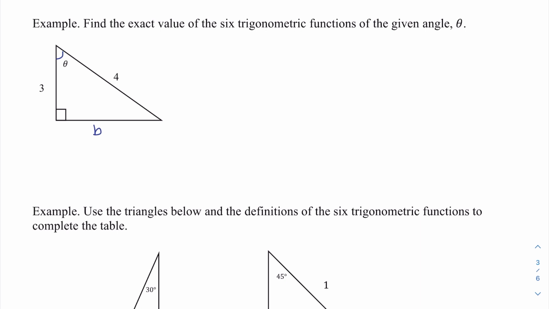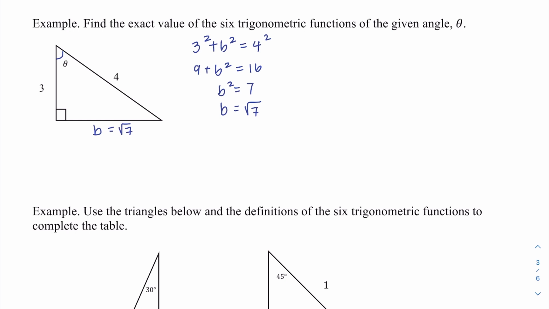Okay, so we'll start with 3 squared plus b squared is 4 squared. And then we get 9 plus b squared equals 16. B squared equals 7. So b is the square root of 7. All right, so b equals square root of 7.